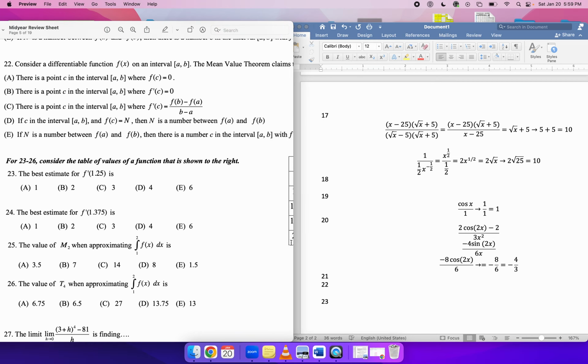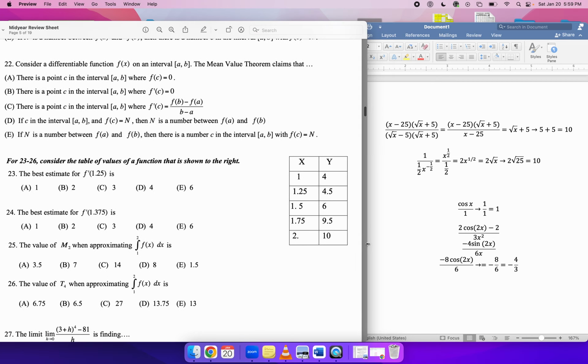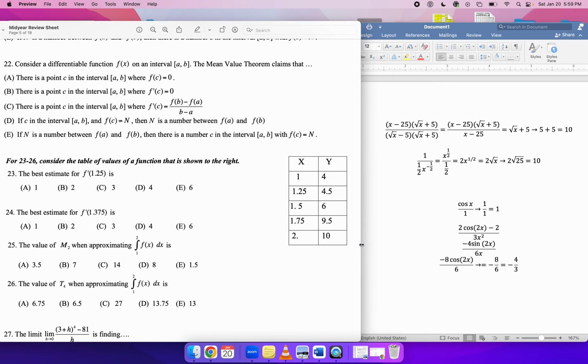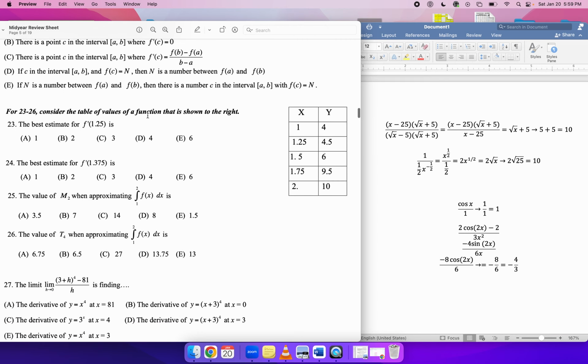23, we got some table values. I guess I need to expand my window here. The best estimate for f prime of 1.25 is... I don't love this question because I think really you could perhaps do a few different things. I mean, in case it's not clear, these are values of f. When it says y, these are values of f.